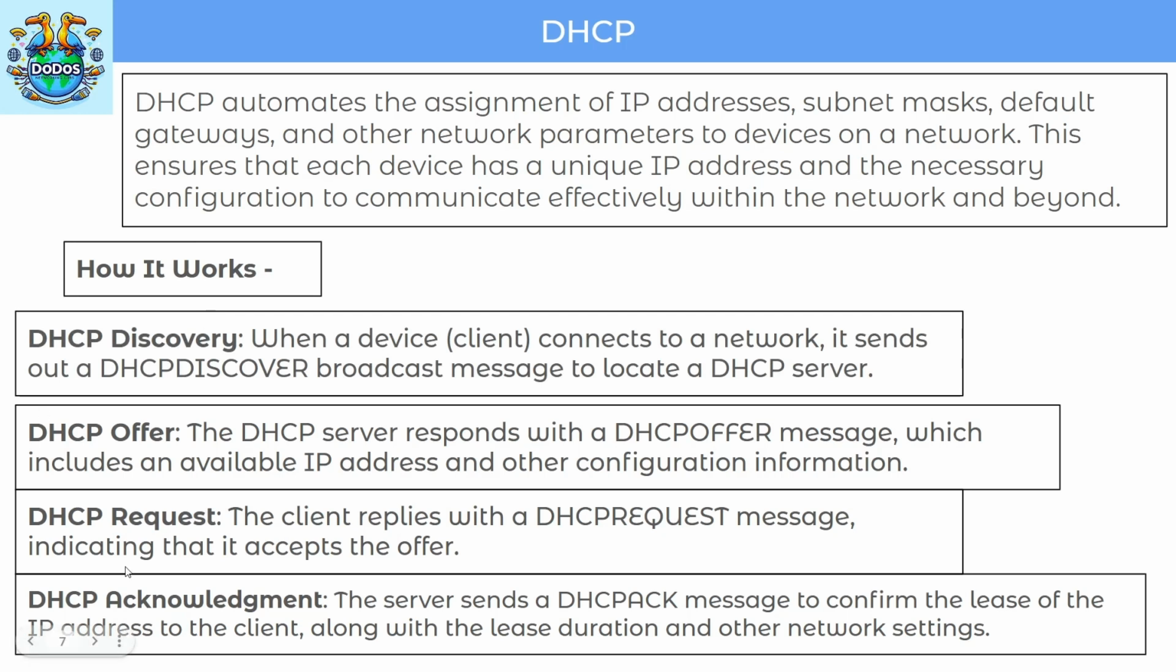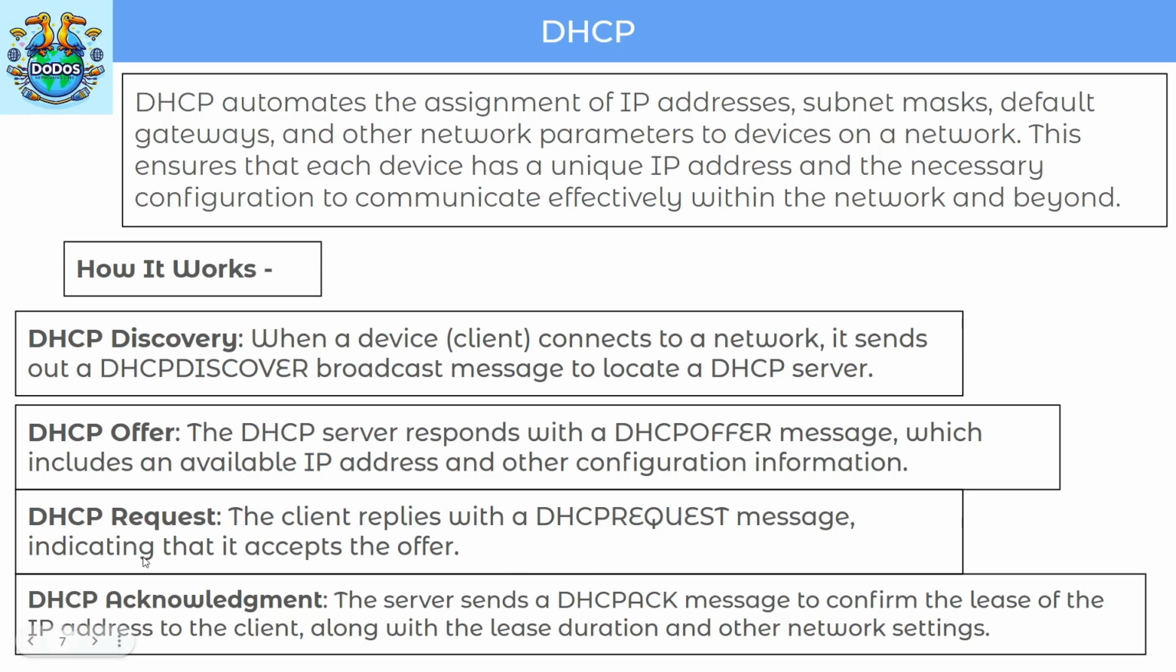There are these four things, and this is how it happens. So, there's DHCP discovery. When a device or a client connects to a network, it sends out a DHCP discover broadcast message to locate a DHCP server. DHCP offer is when the DHCP server responds with the DHCP offer message, which includes an available IP address and other configuration information.